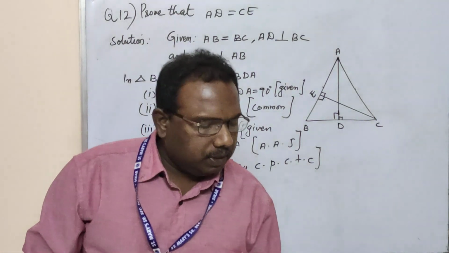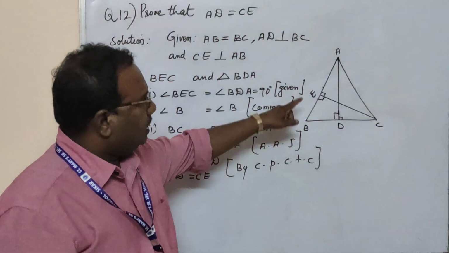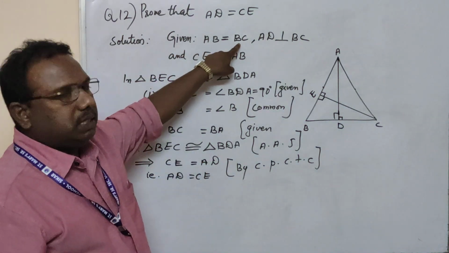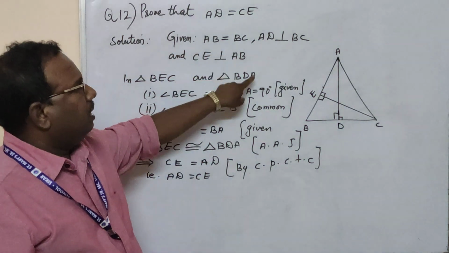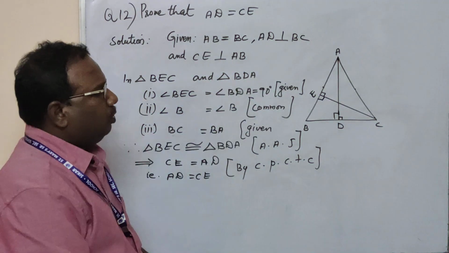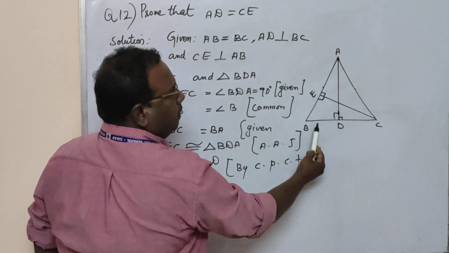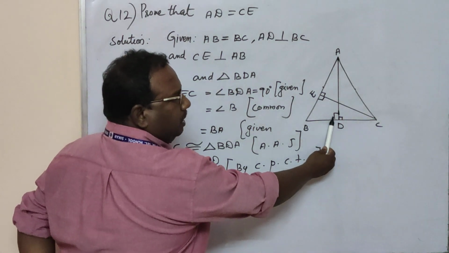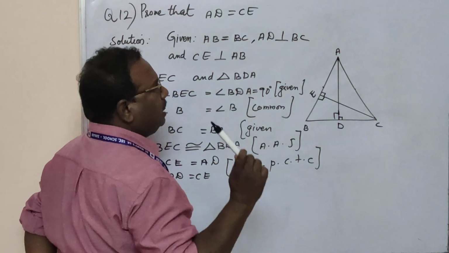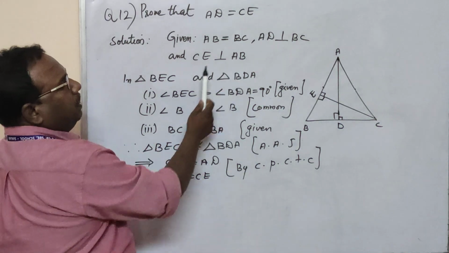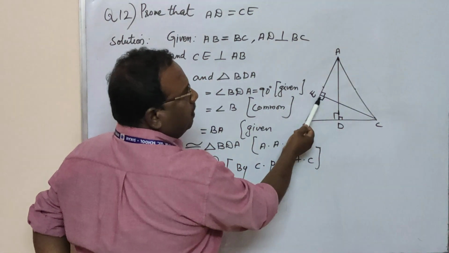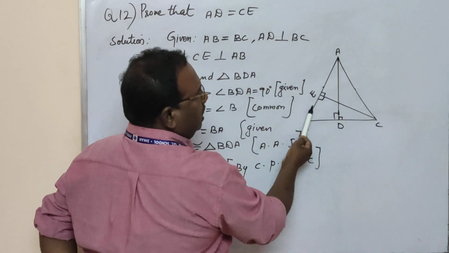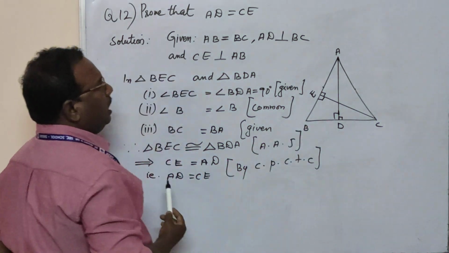Now read question number 12. In triangle ABC, AB equal to BC, it is given. AD is perpendicular to BC. This AD is perpendicular to BC. Therefore, what is the measure of this angle ADB? ADB is 90 degree. CE is perpendicular to AB. CE is perpendicular to AB. What is this measure? Angle CEB is also 90 degree.